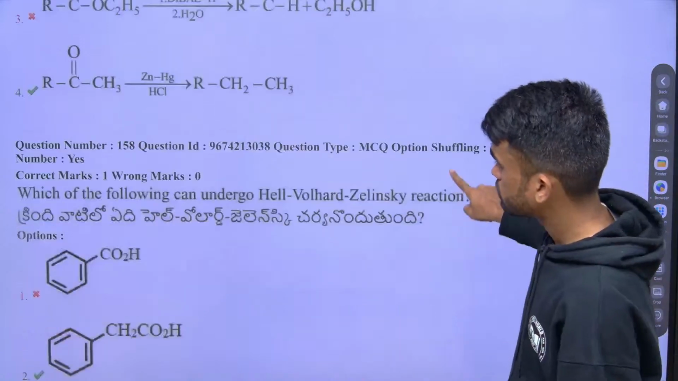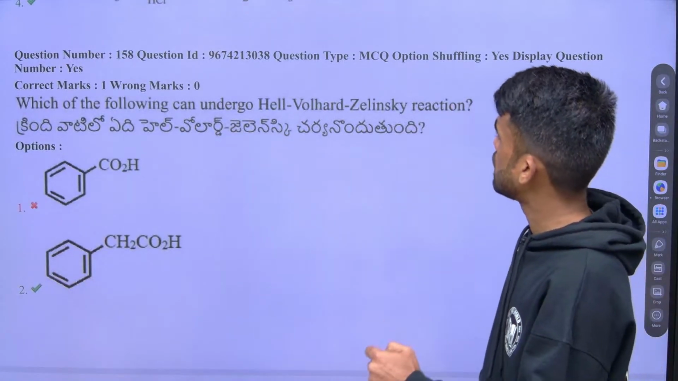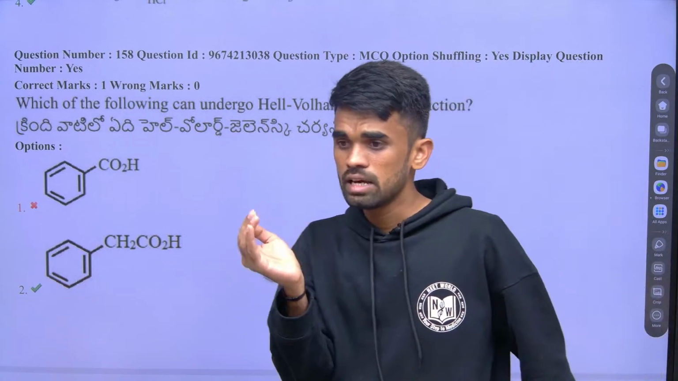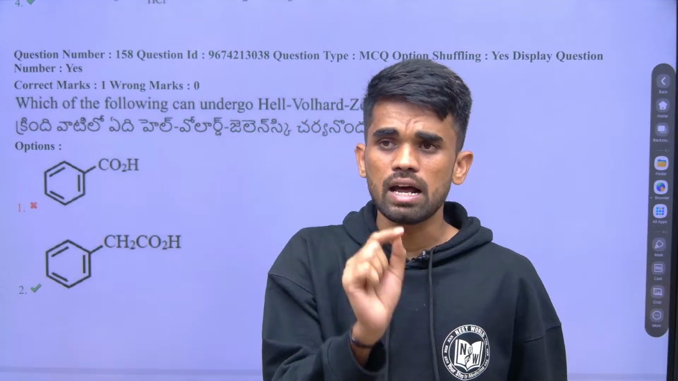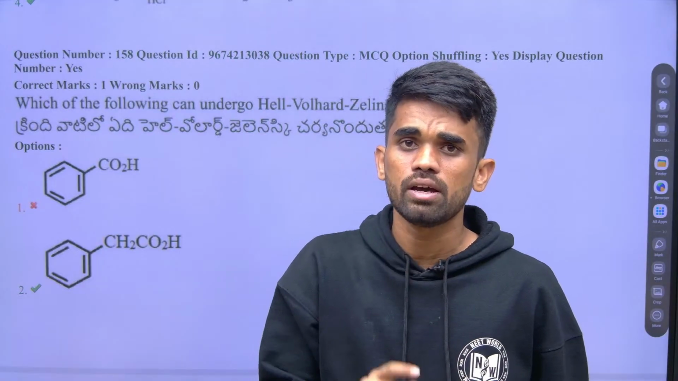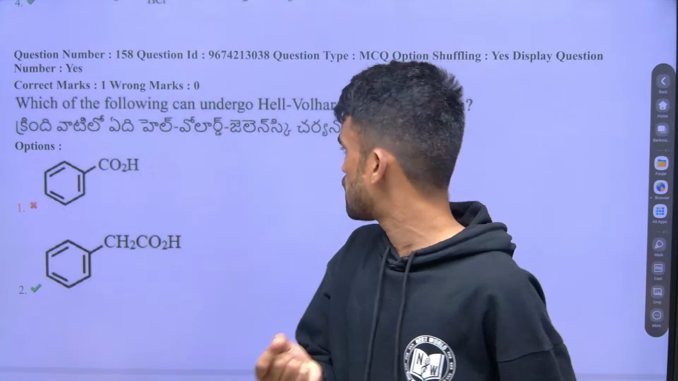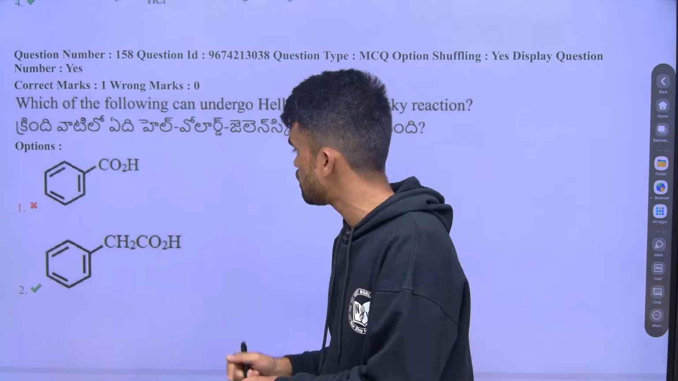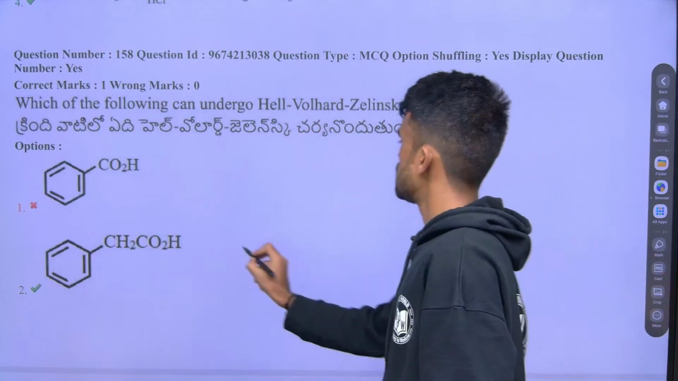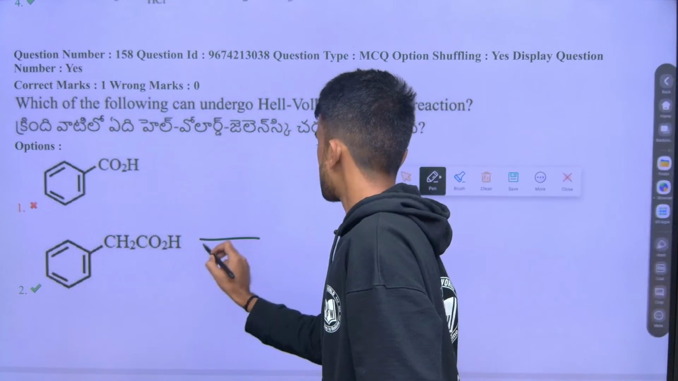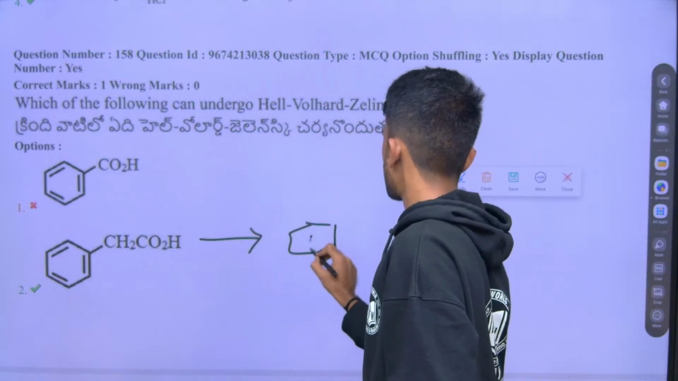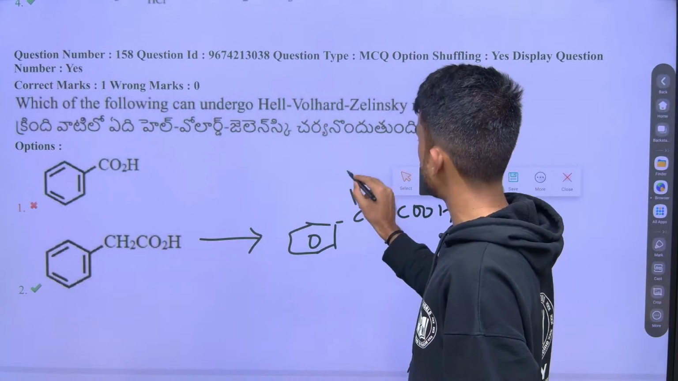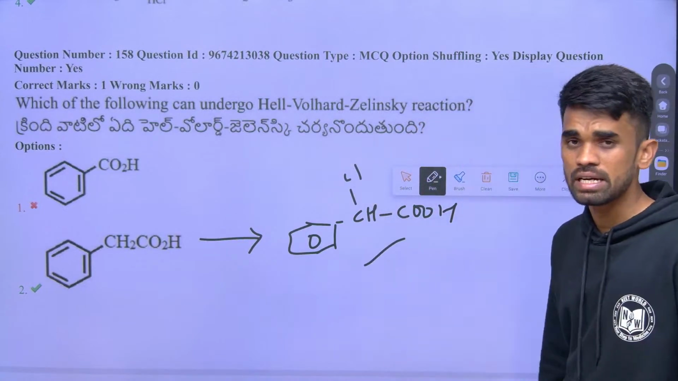Let's move forward. Which of the following can undergo HVZ reaction? For carboxylic acids, there should be at least 1 alpha carbon, and on that alpha carbon at least 1 hydrogen should be present. In this compound alpha hydrogens are present, so it is converted into the alpha halo product: remove 1 hydrogen from the alpha carbon and replace it with chlorine. That is what happens in the HVZ reaction.